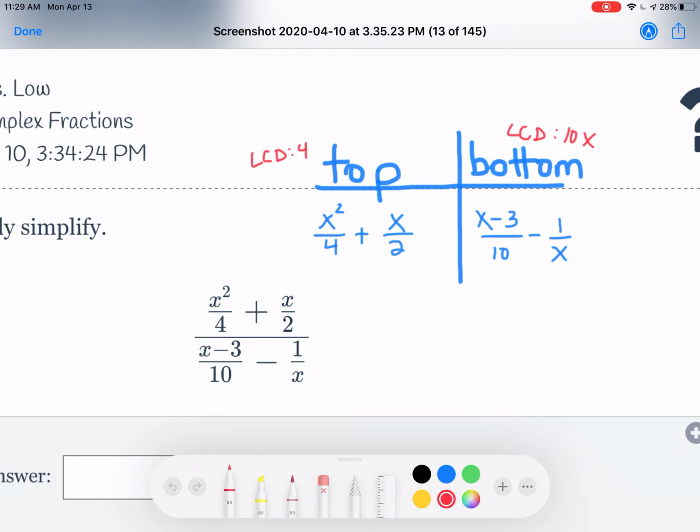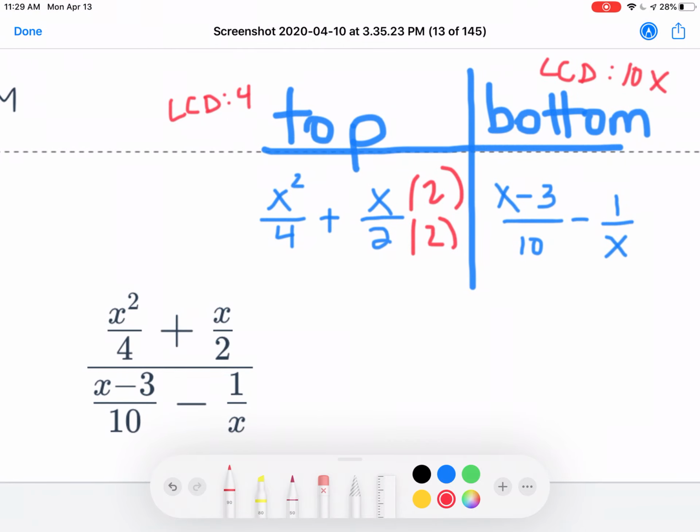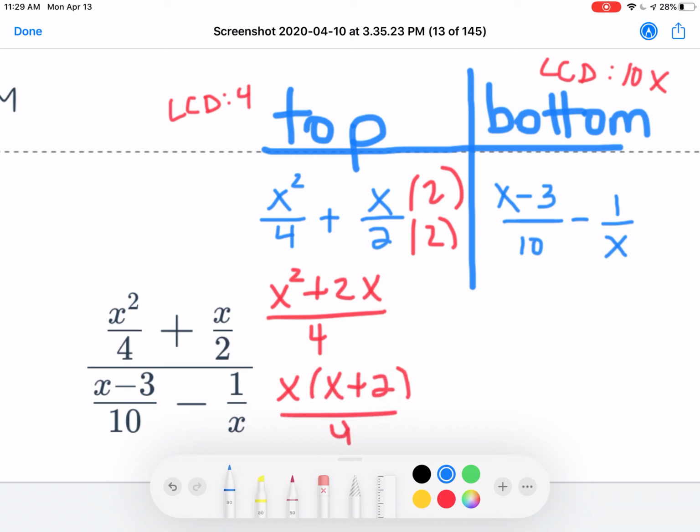You already are 4 for the first one, but I'll multiply you by 2. Let me just make this bigger because it's easier to write. So we're left with x squared plus 2x over 4. We can factor the top, take out an x, left with x plus 2 over 4. Then we'll go over to the other side.